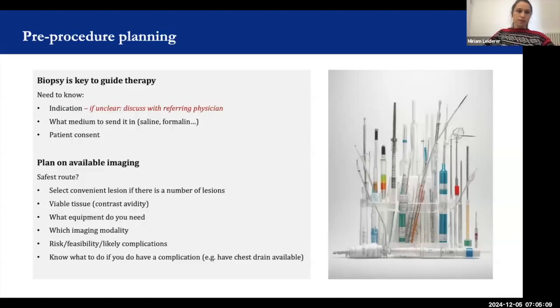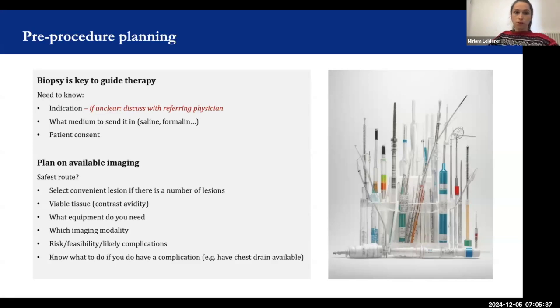So let's start with the pre-procedure planning. Usually referring physicians will ask you to do a biopsy on a lesion. There's usually some type of imaging done, or maybe it's a lesion that is clinically apparent. If it's a superficial lesion, then maybe you don't have imaging. So what do you need to know?